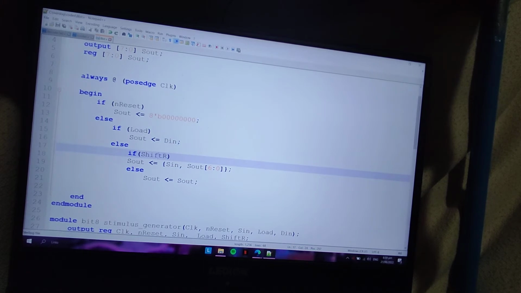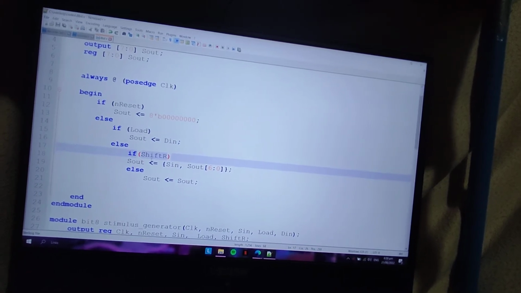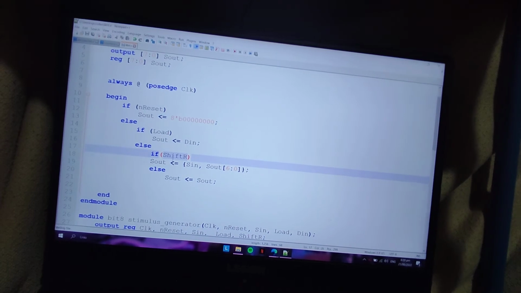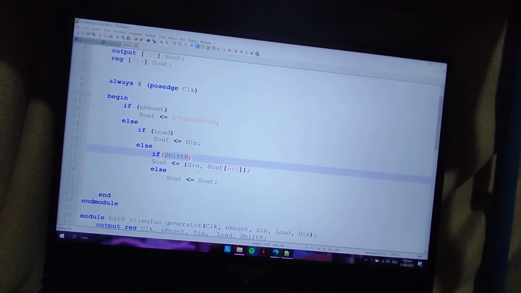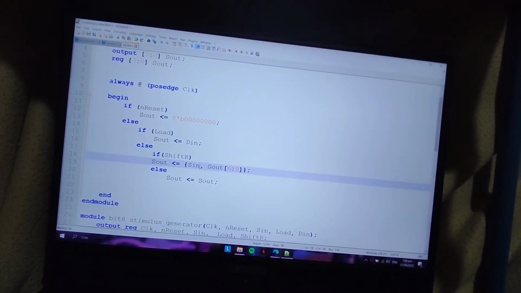Else if our shift R is 1 and S out is equal to SIN, then this part does the shifting: the value in 7 moves to 6, then 6 moves to 5, and so on. Else, S out is less than or equal to S out.